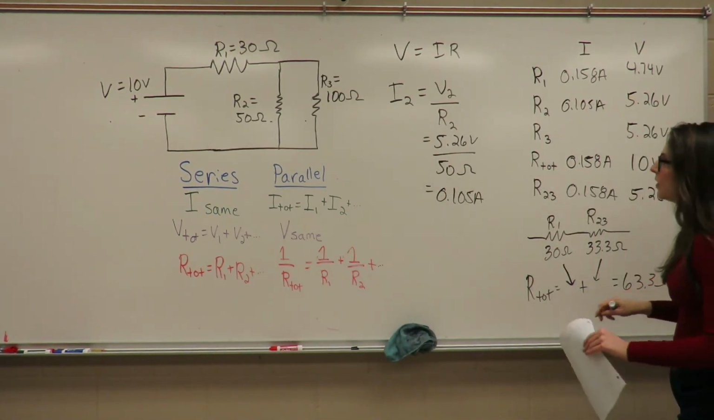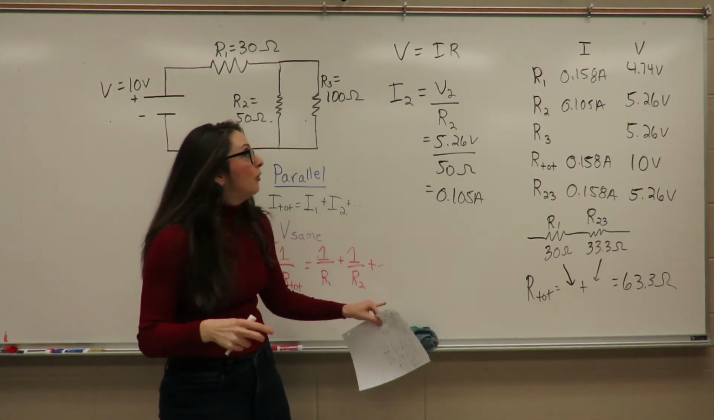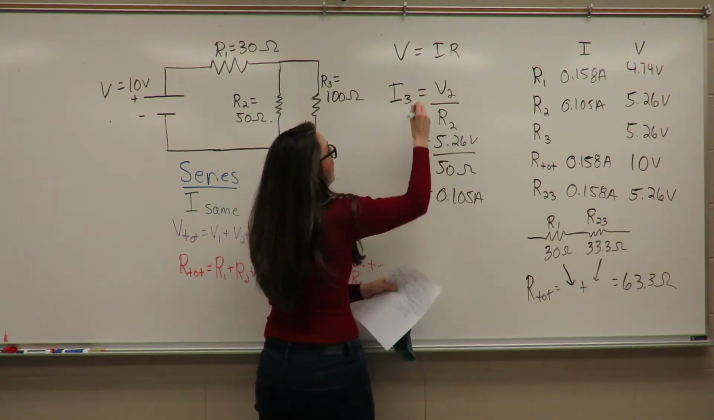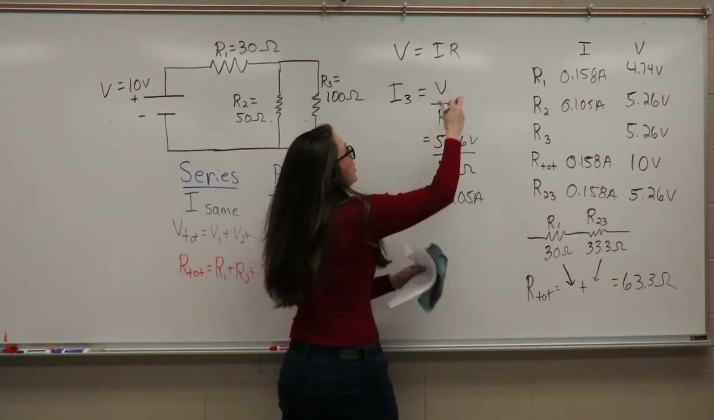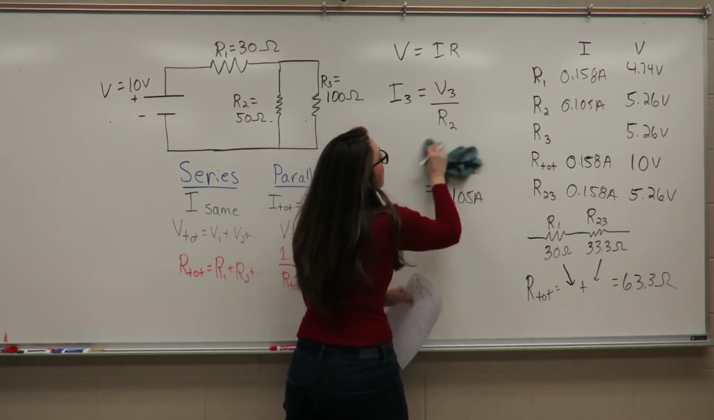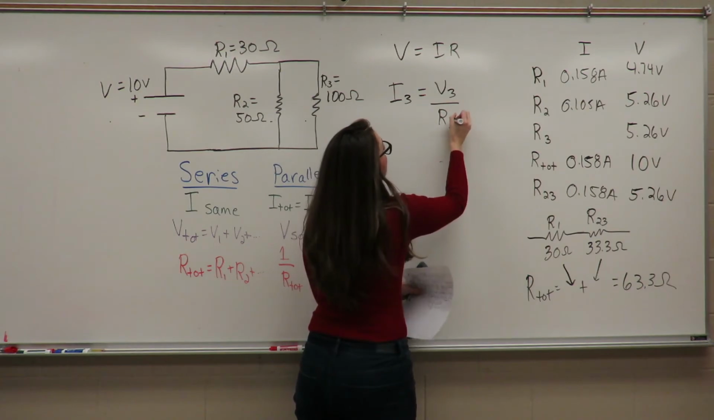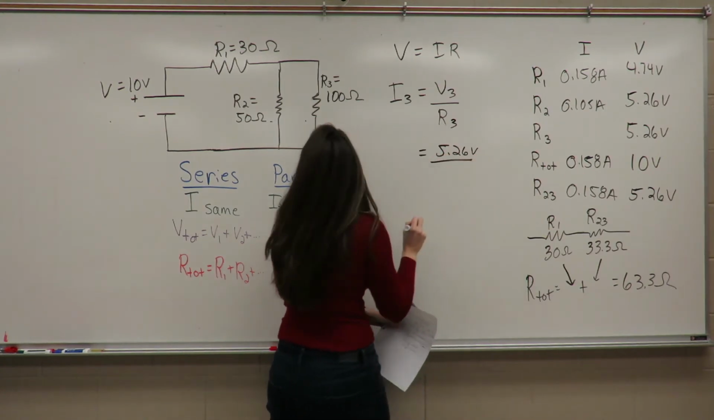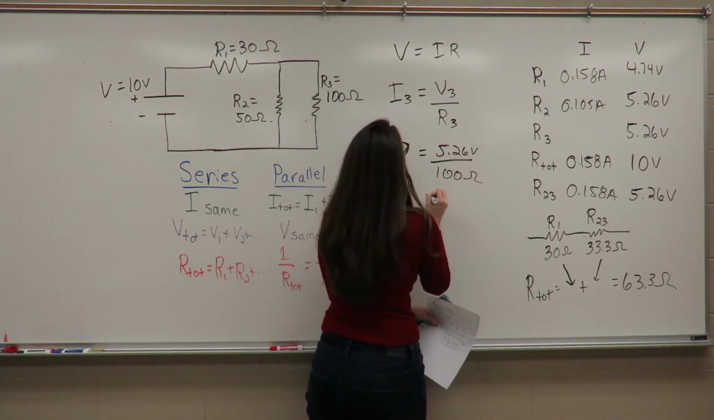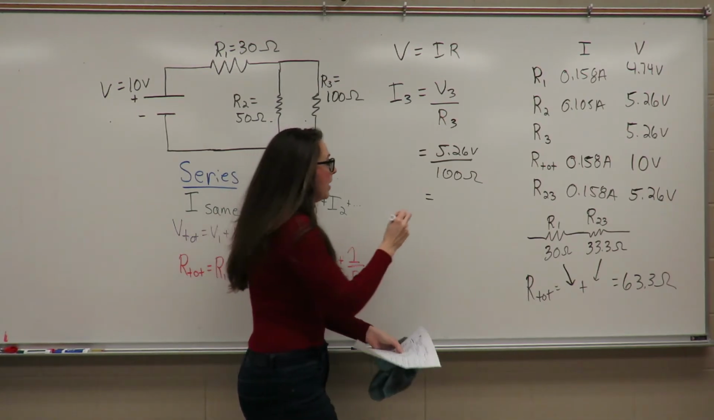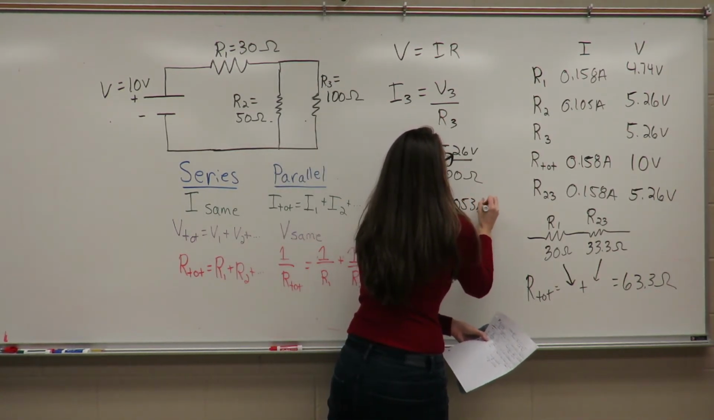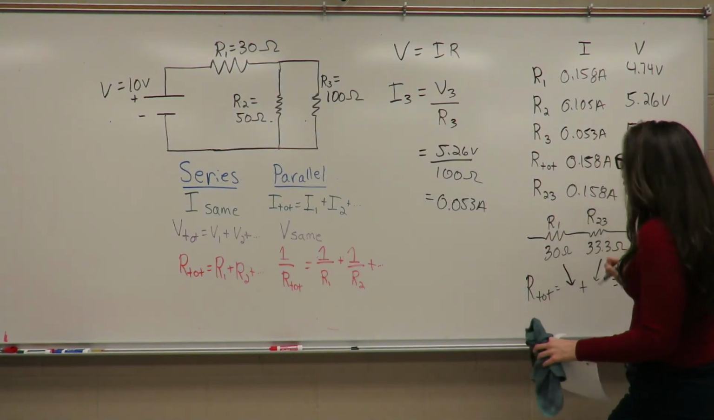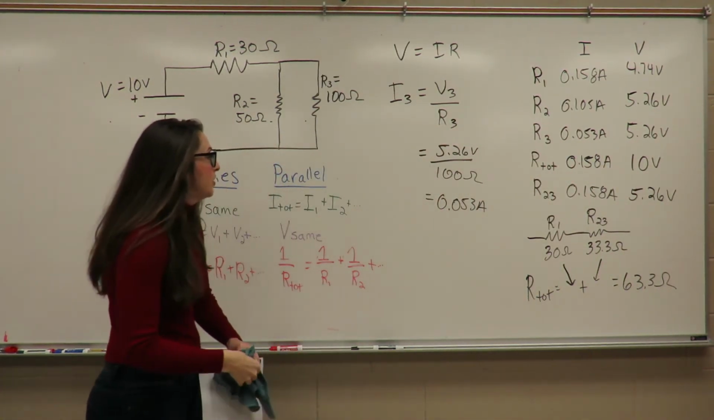And we do the exact same thing for resistor 3. So the current through resistor 3 is equal to the voltage drop across resistor 3 divided by the resistance of resistor 3. Okay, so that's equal to 5.26 volts divided by 100 ohms. The current through resistor 3 is 0.053 amperes.